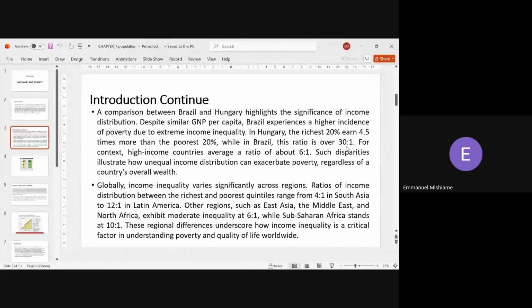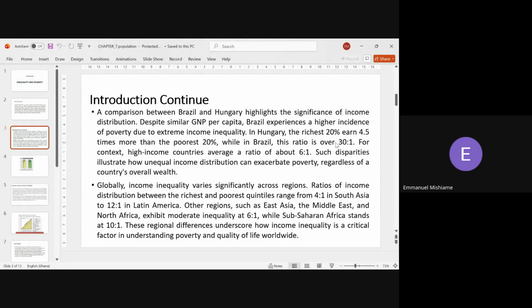When you look at the average ratio for high-income countries, it is pegged at 6 to 1. Let's put it into context so that it makes more sense to you. You take 6 people, then you find one person who is earning less. So 6 people earning more and then one person earning less.